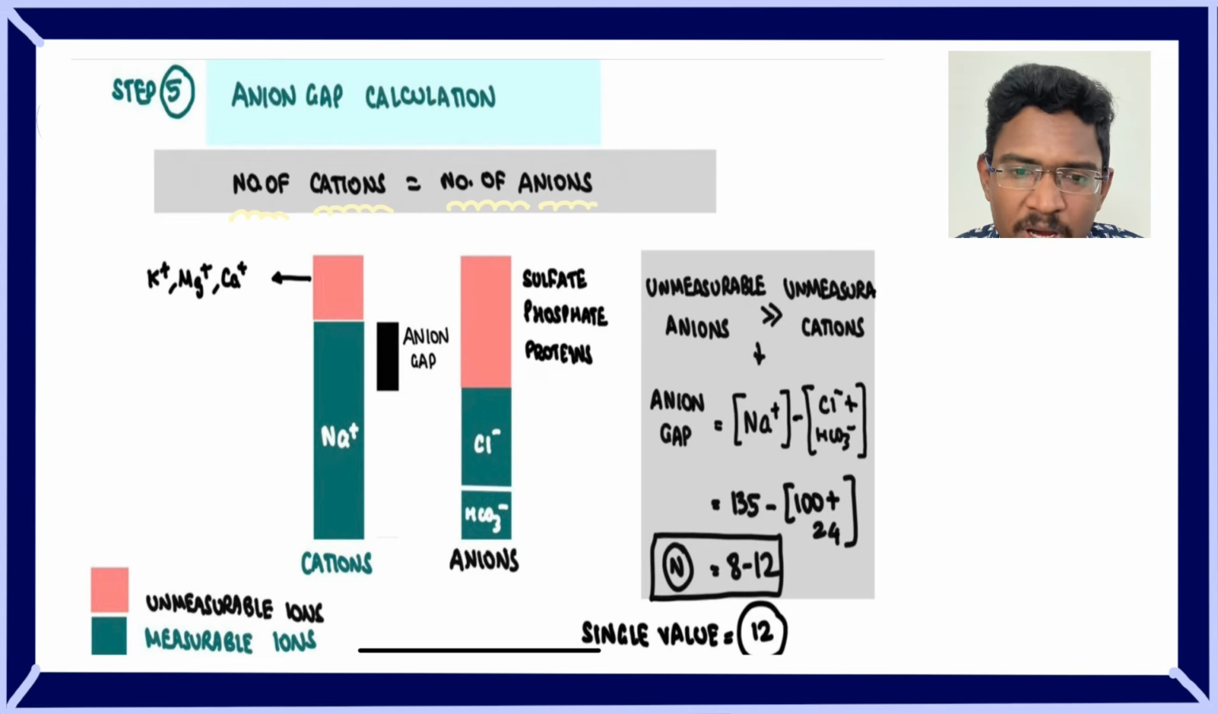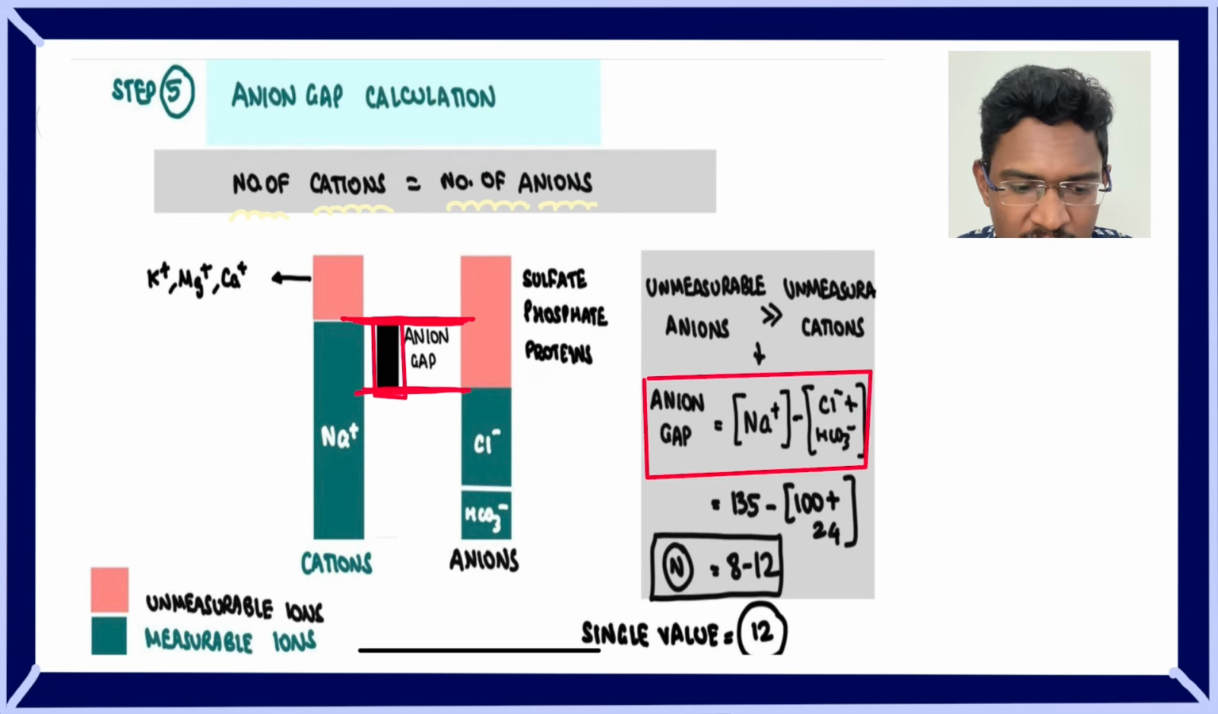So this gap, how to calculate it? Sodium minus the chloride and bicarb. So this is the formula for anion gap. Here if you calculate, it is coming to around 21, which means high anion gap metabolic acidosis.